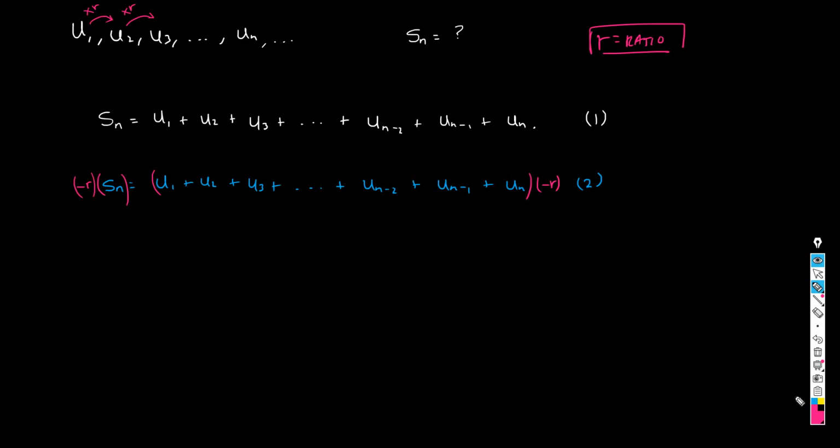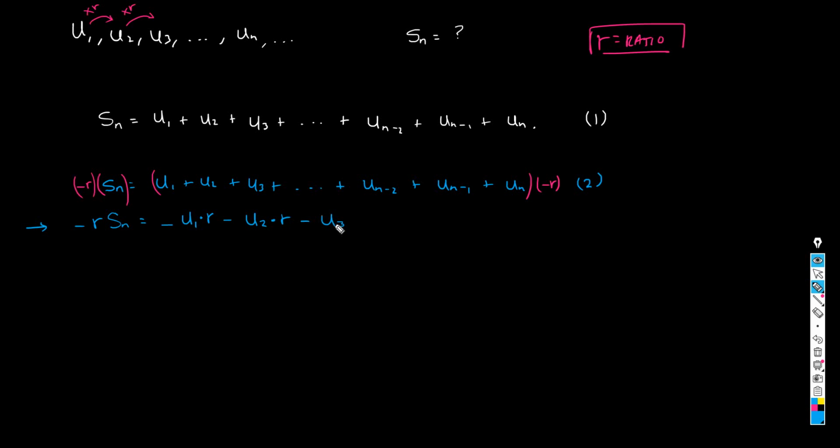Okay, now let's see what happens when I actually multiply all of these terms by minus r. What happens on the left side? We get minus r times Sn. And on the right side, I'm going to multiply each of these terms by minus r. So let's do it. We're going to get u1 times minus r, which is minus u1 times r. And then u2 times minus r gives me minus u2 times r.